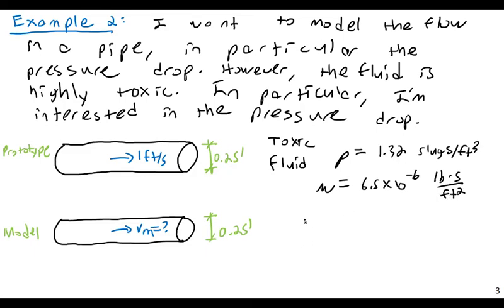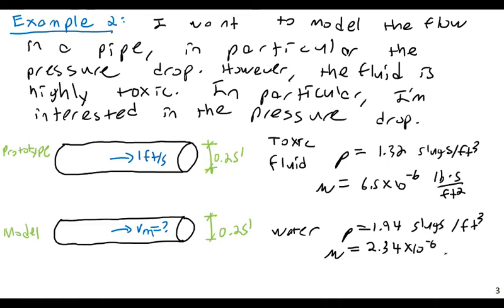And then the model fluid will just be ordinary water with a rho density of 1.94 slugs per cubic feet, with a mu of 2.34 times 10 to the negative 6 pounds seconds per foot squared.